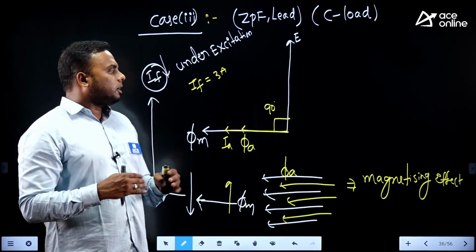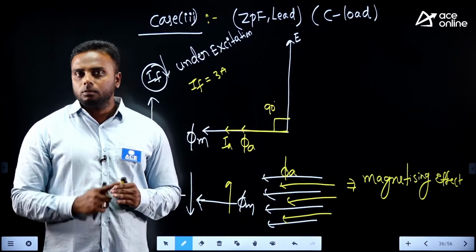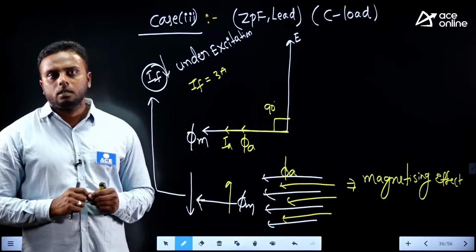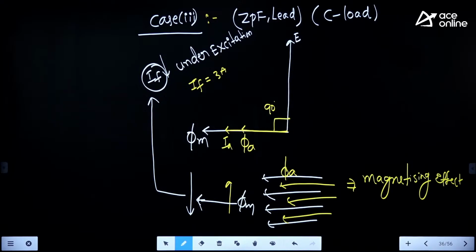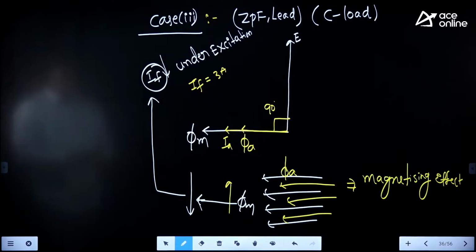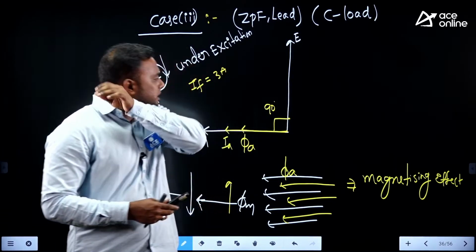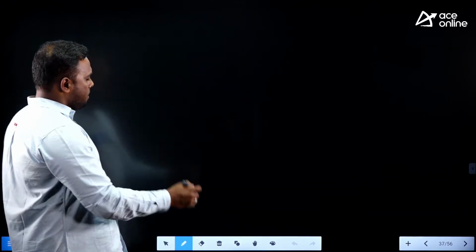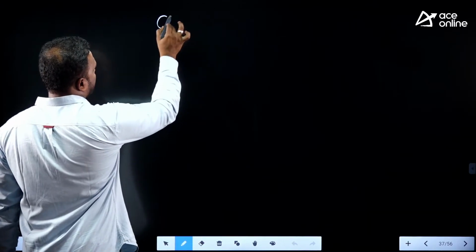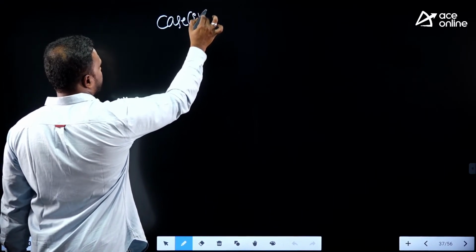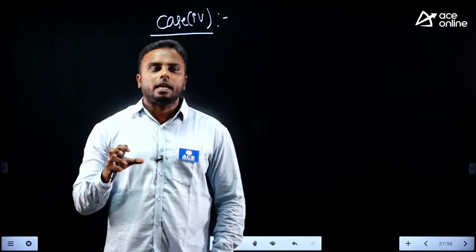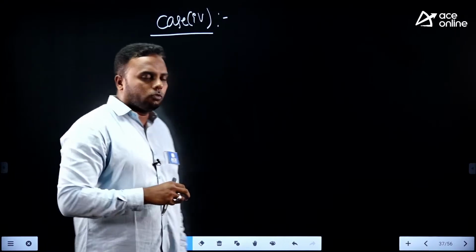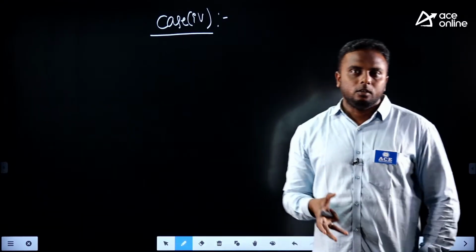Okay. Now let's see what happens in the next two cases. These two cases are important. One is lagging power factor, the other is leading power factor. Let's see case 4. Case 4 is the practical case, which is the lagging power factor case. Mostly the alternators will operate in this case, because practically loads are lagging.